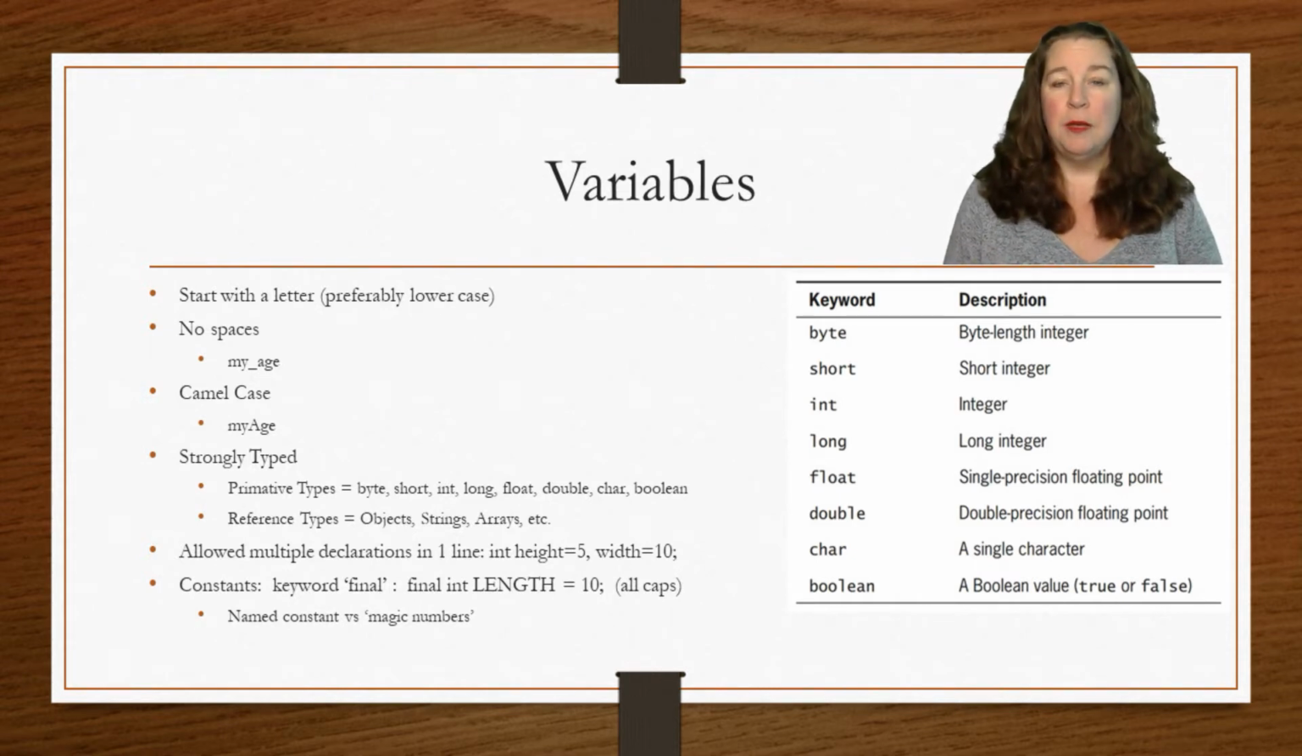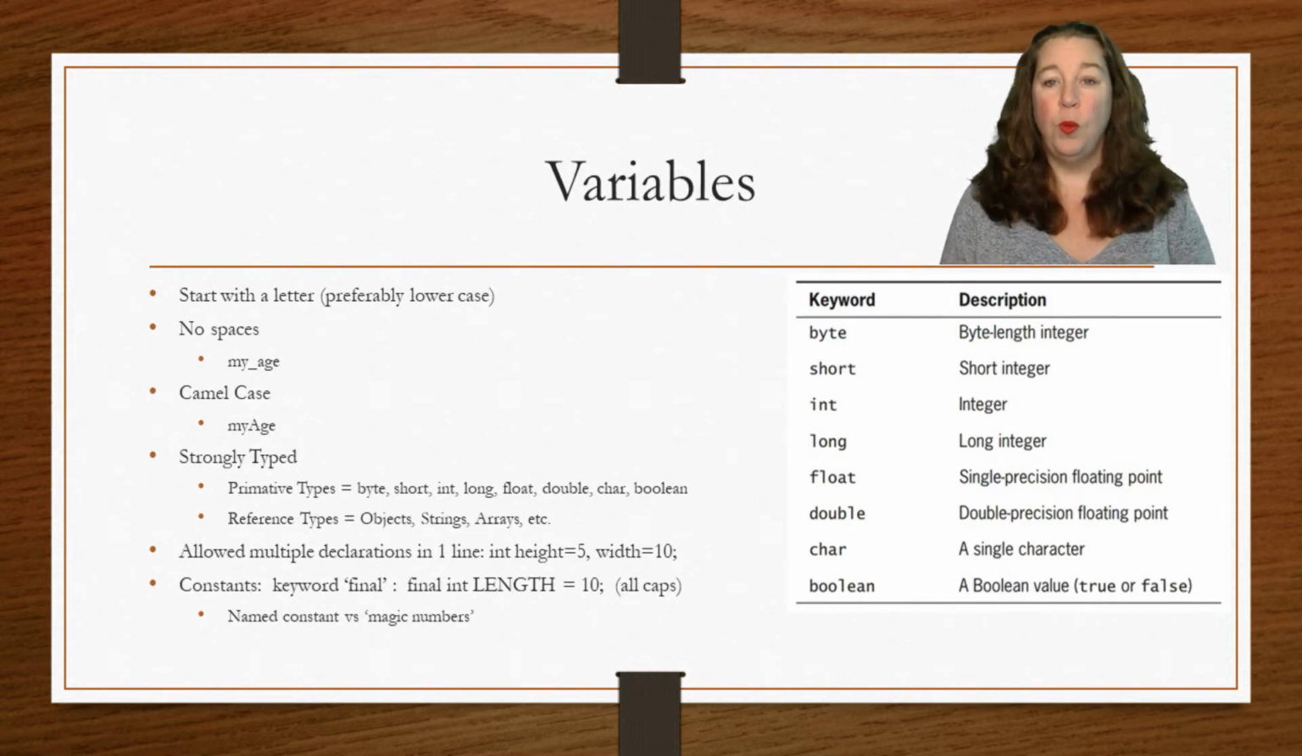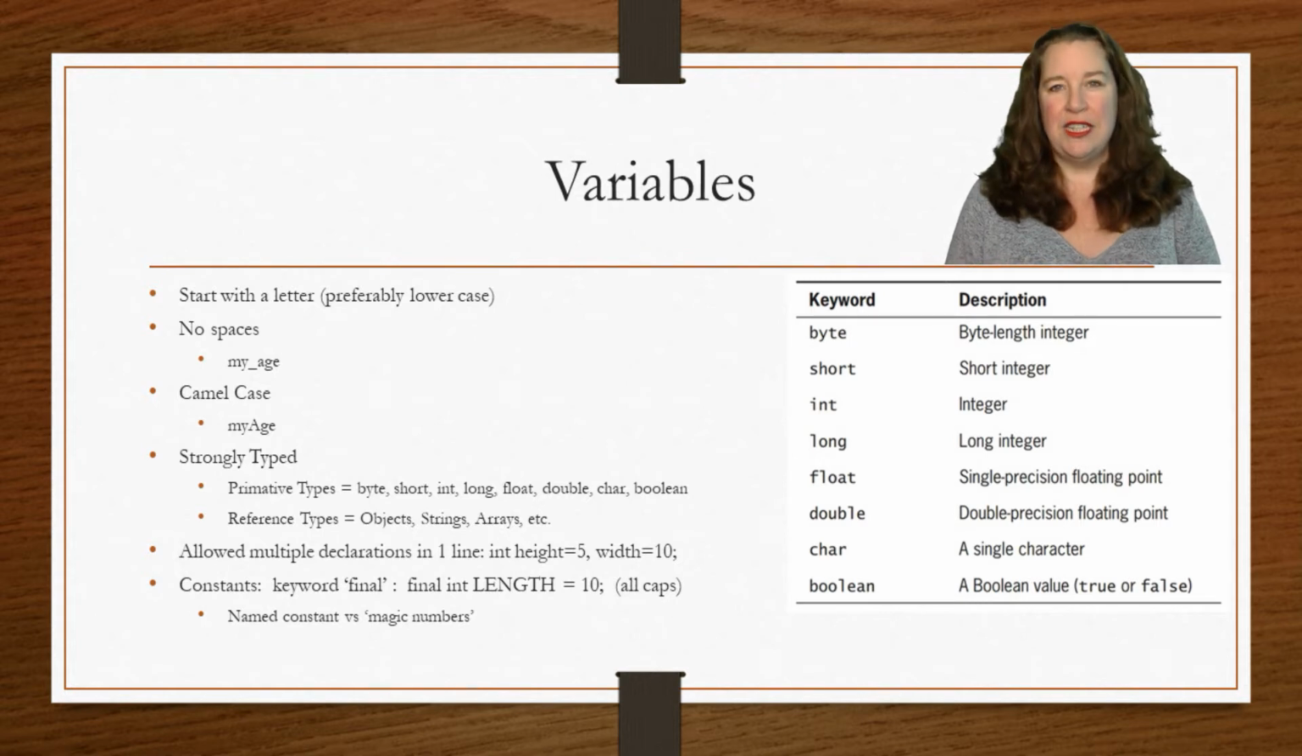Variables are simply memory locations of values. So when we want to store a value into a memory location, we give it a name that we call a variable. Java is strongly typed, which means you have to tell it what the type of the variable is when you declare it. So as you'll see in just a second, if we want to create an integer value, we have to say int and then my age or my value. We have to give that variable a data type.